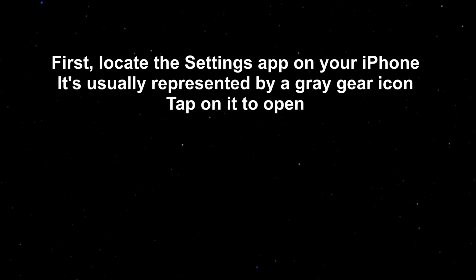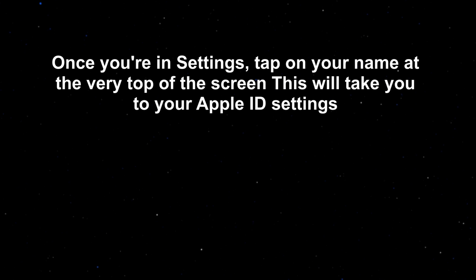First, locate the Settings app on your iPhone. It's usually represented by a gray gear icon. Tap on it to open. Once you're in Settings, tap on your name at the very top of the screen. This will take you to your Apple ID settings.